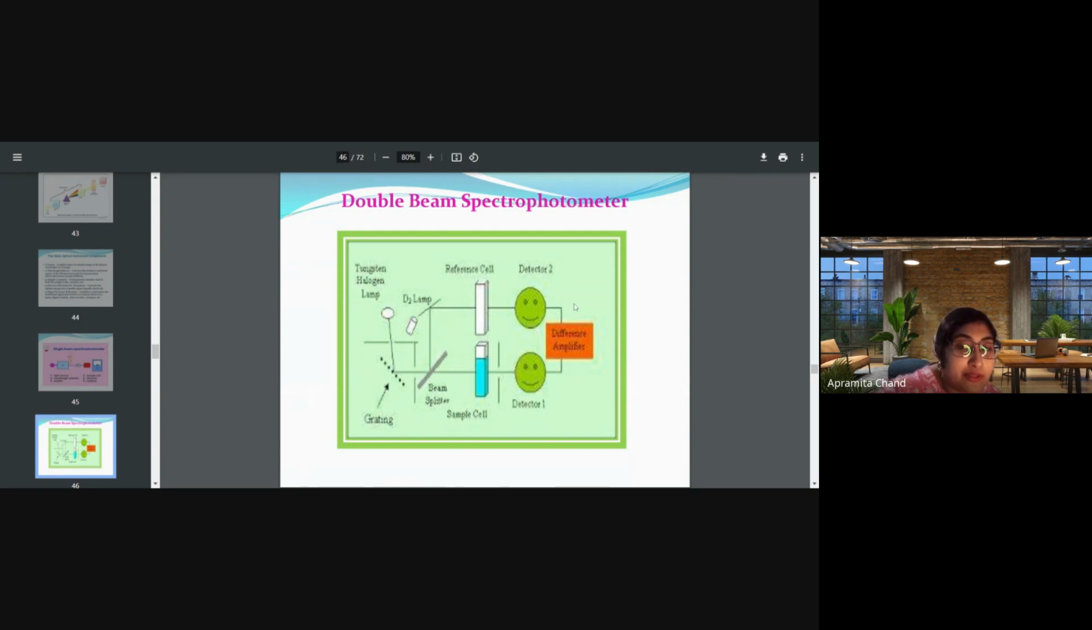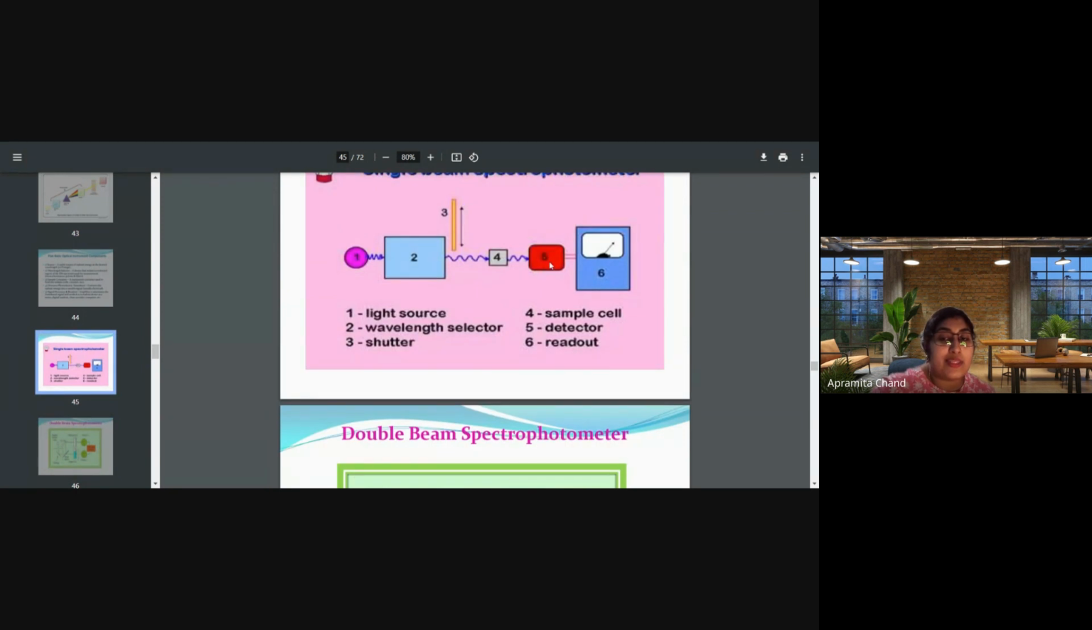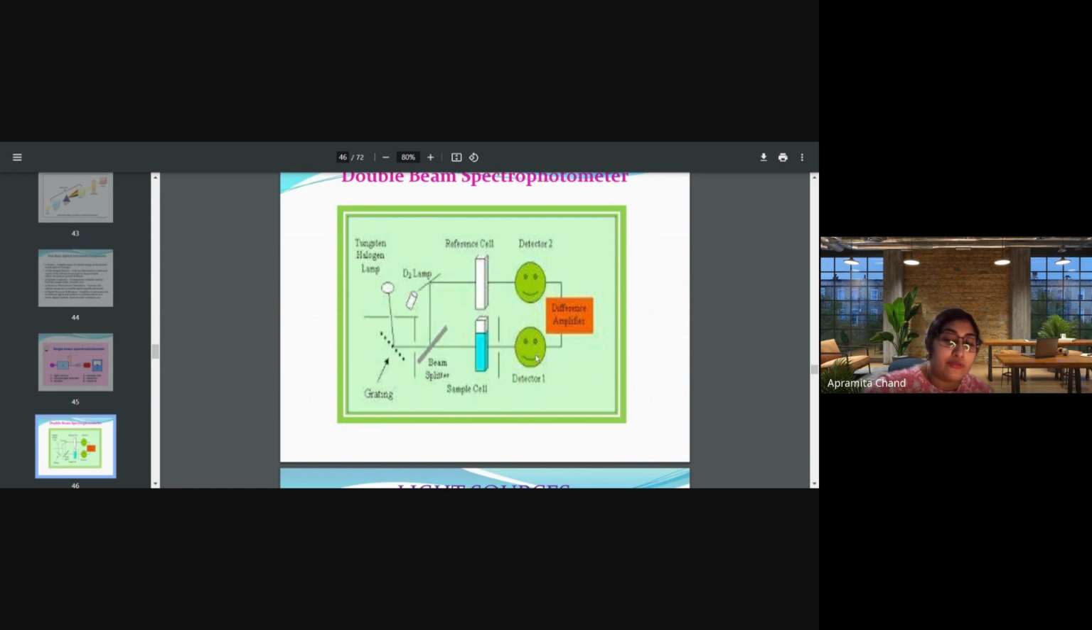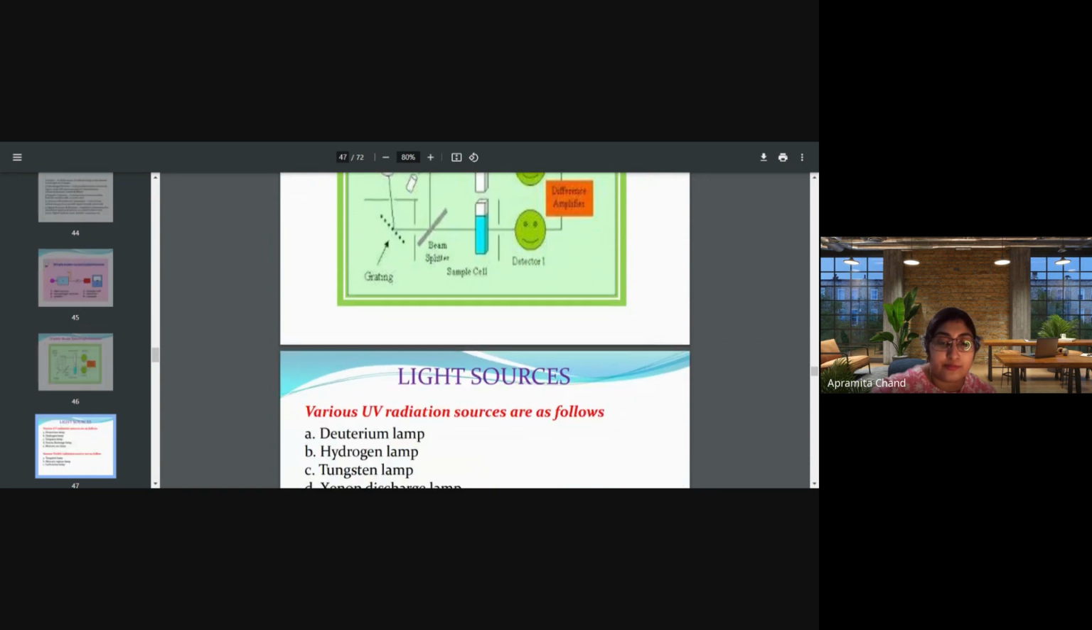In single beam, what was happening? Only the sample cell was there. Whatever is the output, it was detecting. Here, it is detecting with reference to a reference blank cell. Here, the results are more accurate because you are doing a zero baseline correction through the reference signal subtraction. You are doing a subtraction of the reference cell, which is essentially the solvent in which the sample has been diluted. So the detectors are detecting two different signals and the difference is being amplified, and that you are getting as a result.